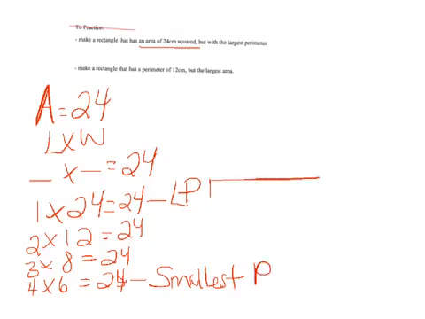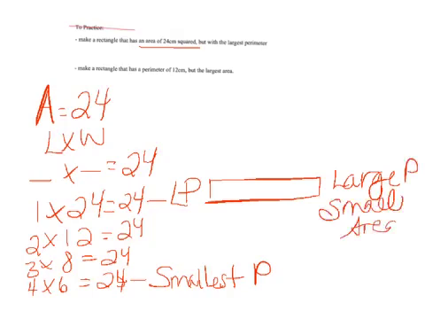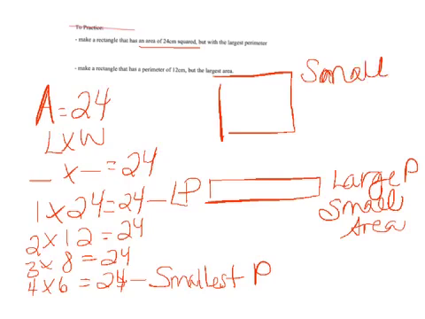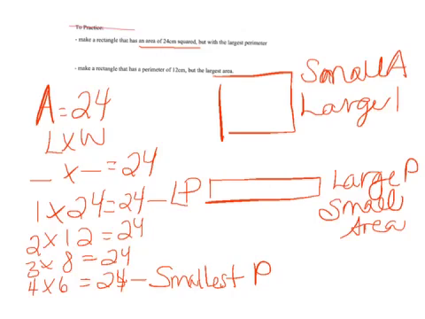So our long skinny rectangle gives us a large perimeter and a small area. Our square-like rectangles are going to give us a small perimeter and a large area. Sorry, I can't erase that for some reason.